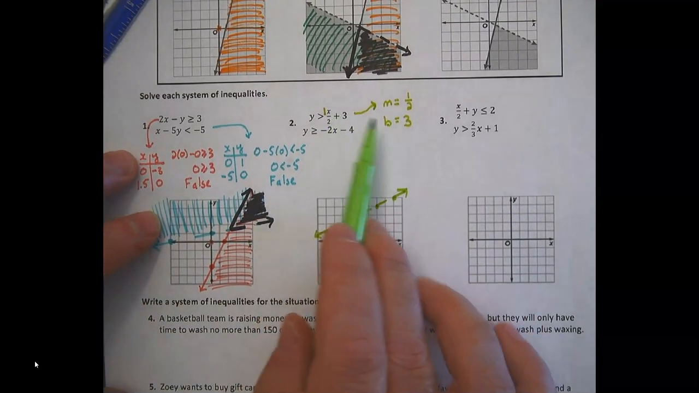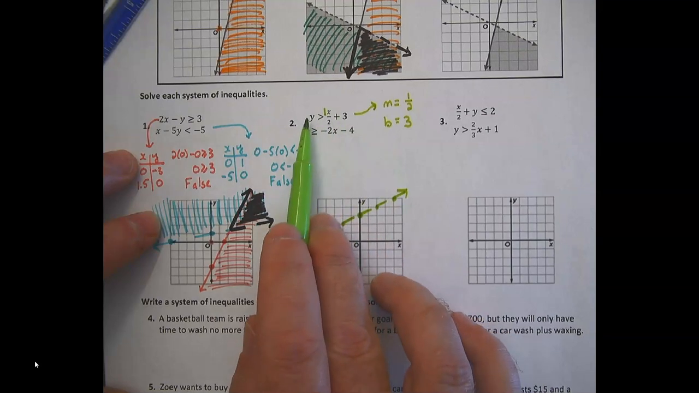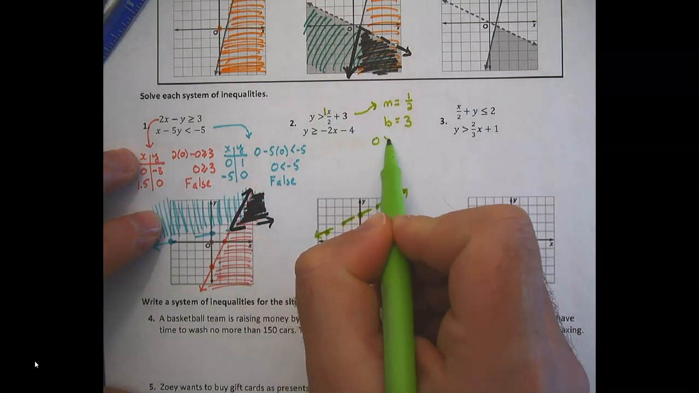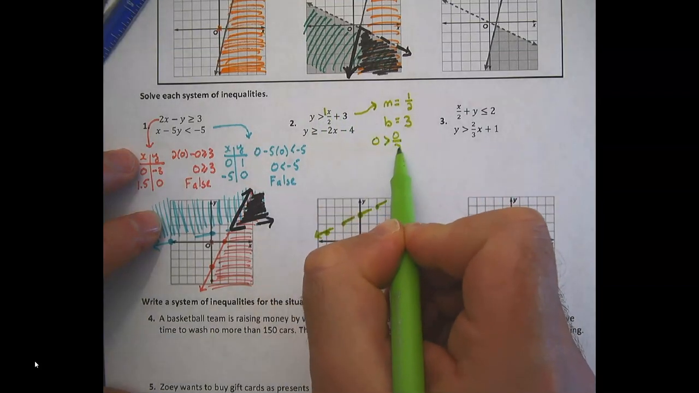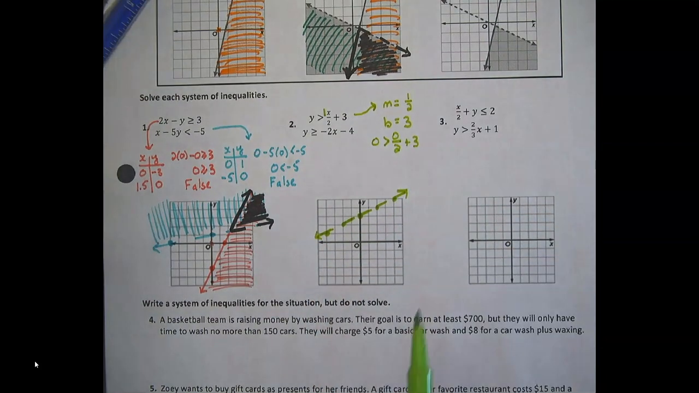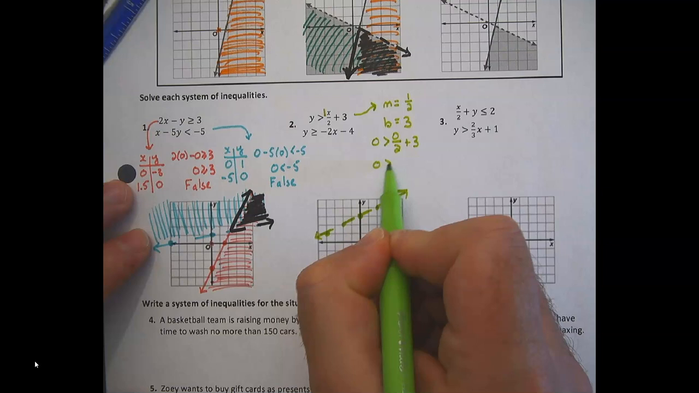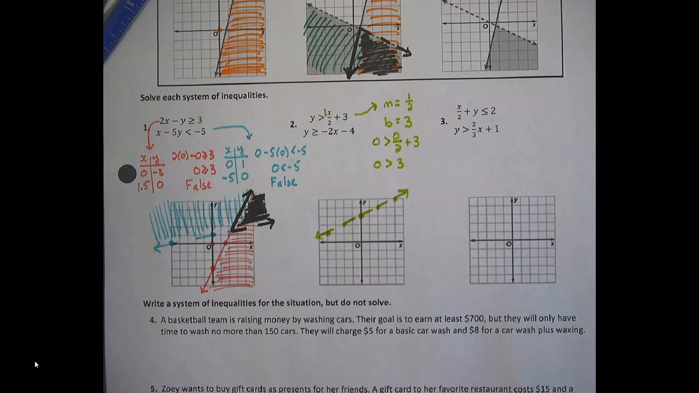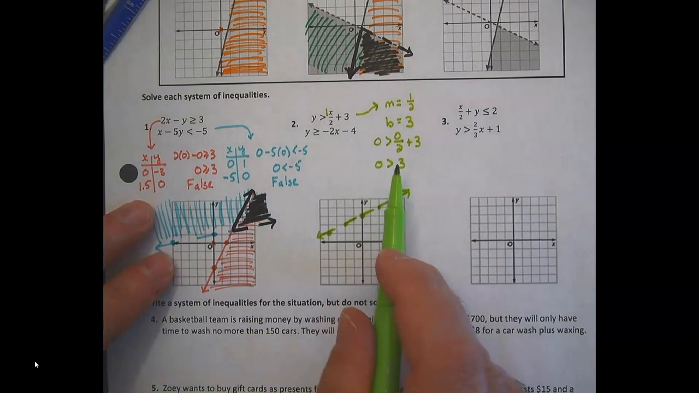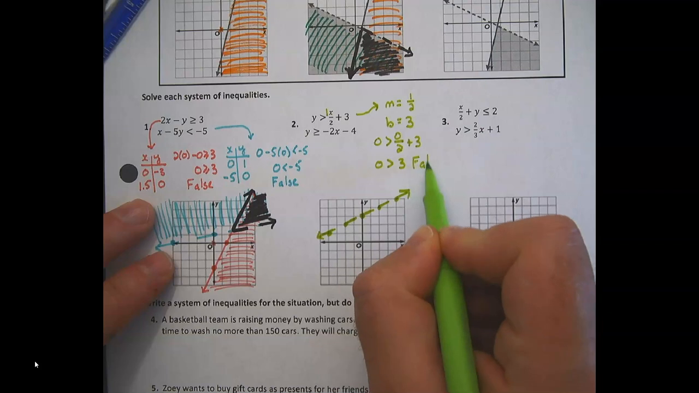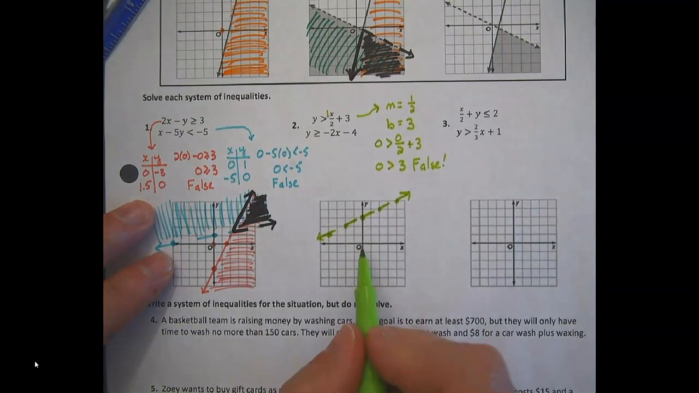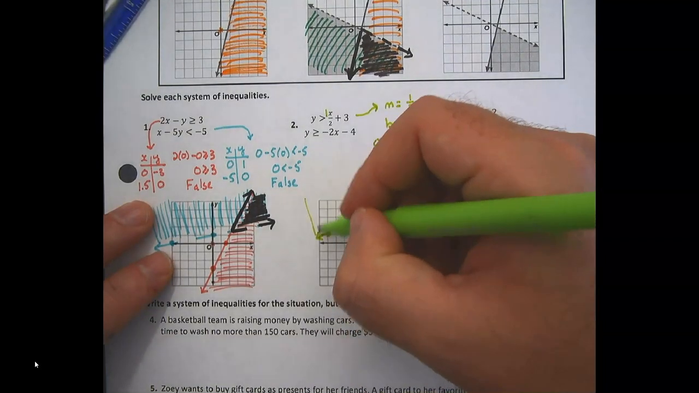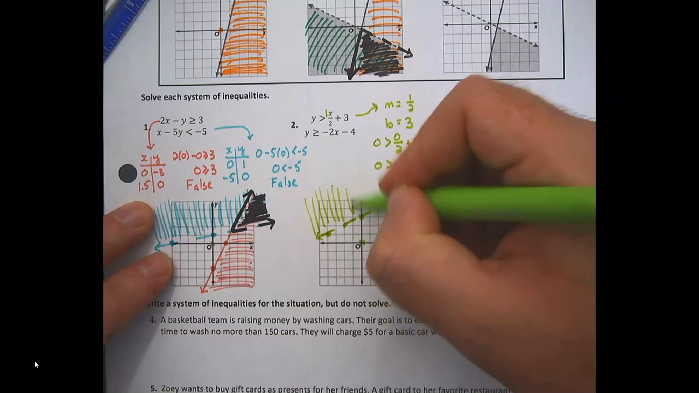I can't figure out yet which side to shade until I test 0, 0. So I'm going to plug 0 in for y and 0 in for x. So that would say 0 is greater than 0 over 2 plus 3. 0 over 2 is 0, 0 plus 3. And if you need a calc, go grab a calc. You can type it in there. Is 0 greater than 3? No, that's false. So that means this side where 0, 0 is the false side. And that means this side over here is the true side.